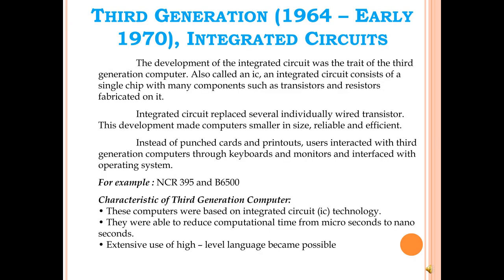Now, the third generation of computers, the generation of 1964 to the early 1970s. Integrated circuits got introduced in the market. The development of the integrated circuit was the trait of third generation computers. It's also called an IC. An integrated circuit consists of a single chip with many components, such as transistors and resistors, fabricated on it.